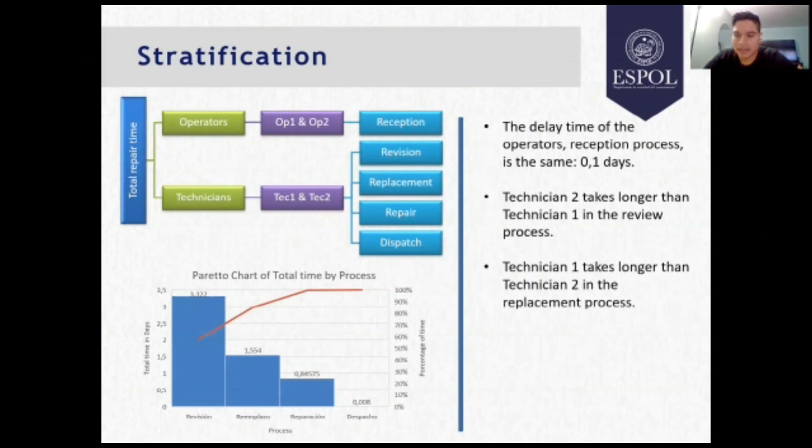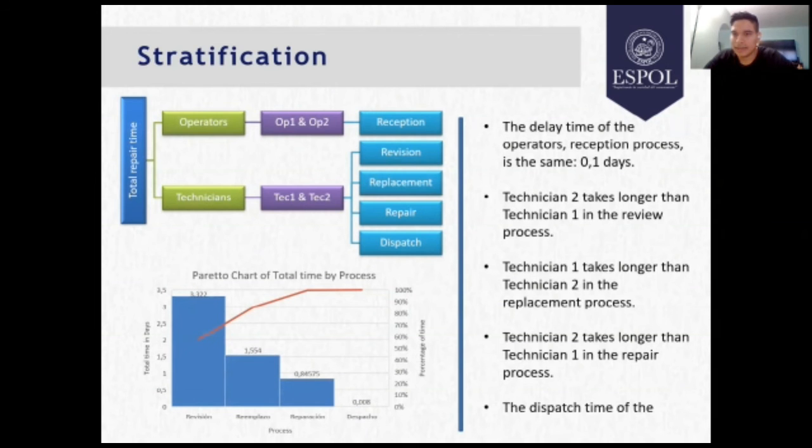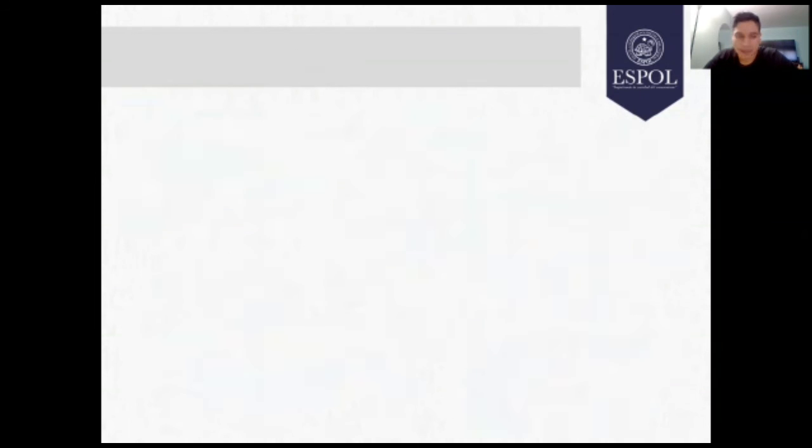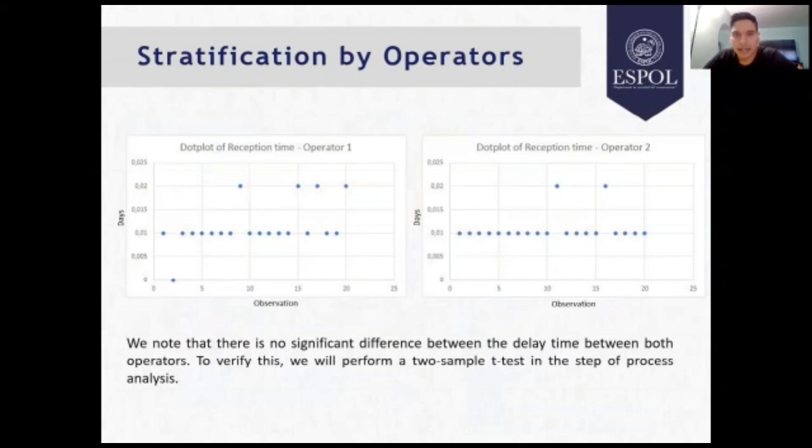Now we develop an analysis of the total repair time from the top to the bottom, the time per each process. Then we have a Pareto chart that shows how long it takes for each process. To the right, we have some insights that show which technician is faster. Then we have a dot plot, and as you can see, operator 1 and operator 2 take the same average of days, 0.01.